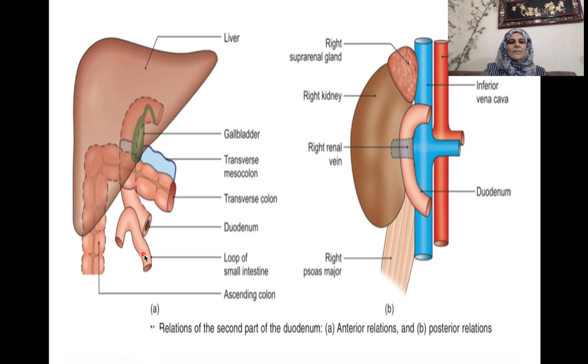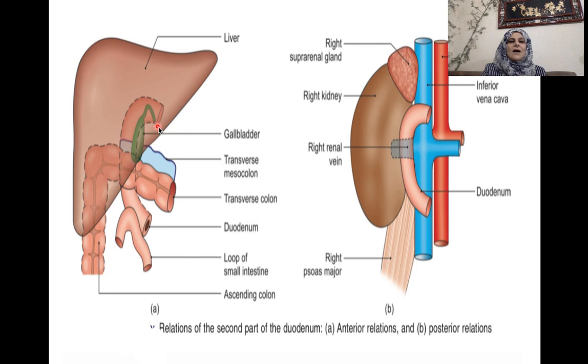When we come to the visceral relations, he will take each part of the duodenum and mention the anterior and posterior relations of it. I will stand at some relations. For the first part of the duodenum, I like its relation to the gastroduodenal artery, which lies just posterior to it. This is relation number one for the first part of the duodenum.